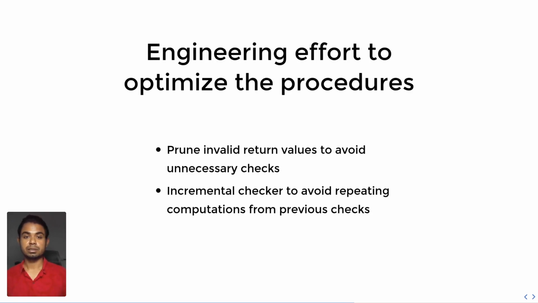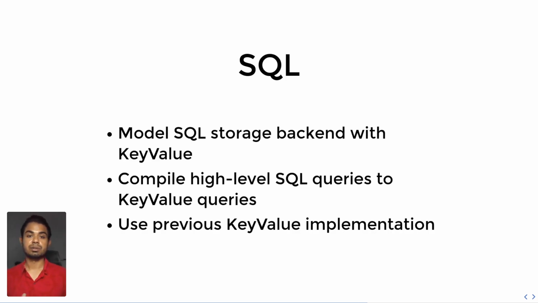Since this requires calling the isolation level checker multiple times at each read, we put significant effort to optimize the procedures for performance. Like we prune the read values that are known to be invalid. We use incremental checker to avoid repeated computations. Now we discuss the SQL interface.